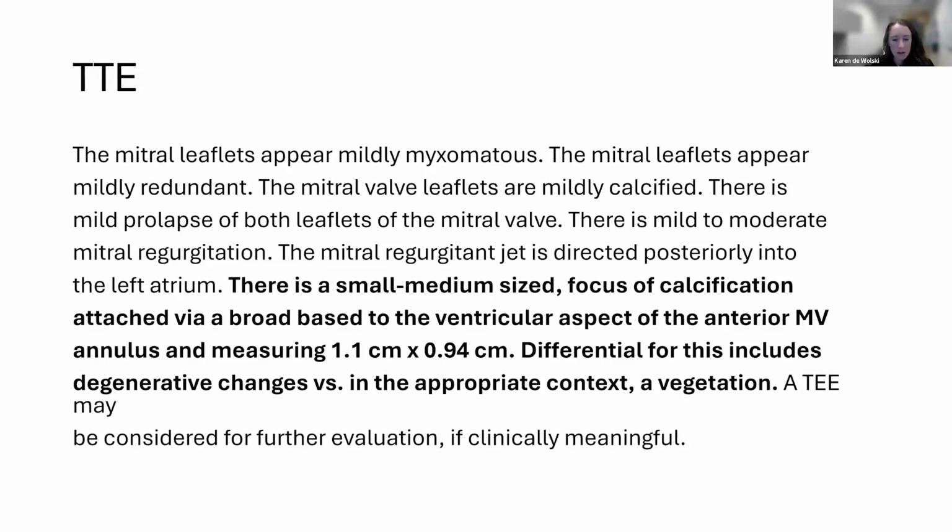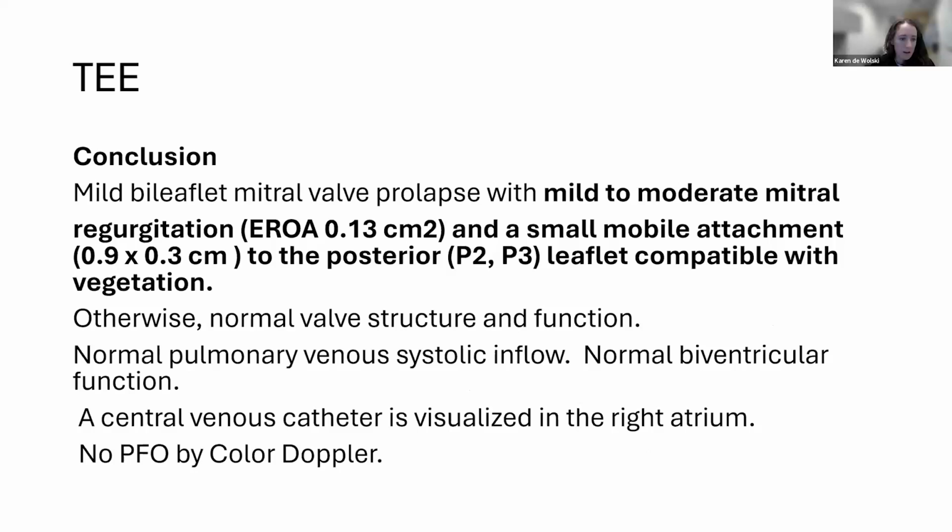And the TTE ultimately showed a possible vegetation on his mitral valve, which was read as degenerative changes versus a vegetation, and we ultimately pursued a TEE to better define that. I think the TEE also showed similar findings, but they thought it looked more compatible with a vegetation than with a possible clot or degeneration. Otherwise, his heart looked relatively normal. And at this point, infectious disease was involved.